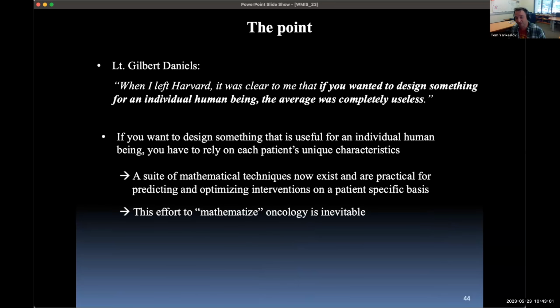I hope I've convinced you of this. And this effort to mathematize oncology, it's kind of inevitable, right? Once we mathematize a subject, if you look at the history of science, we get pretty good at it pretty quickly. It's already happening in cardiology. Oncology is probably 10 years behind, but this type of thing is going to happen.